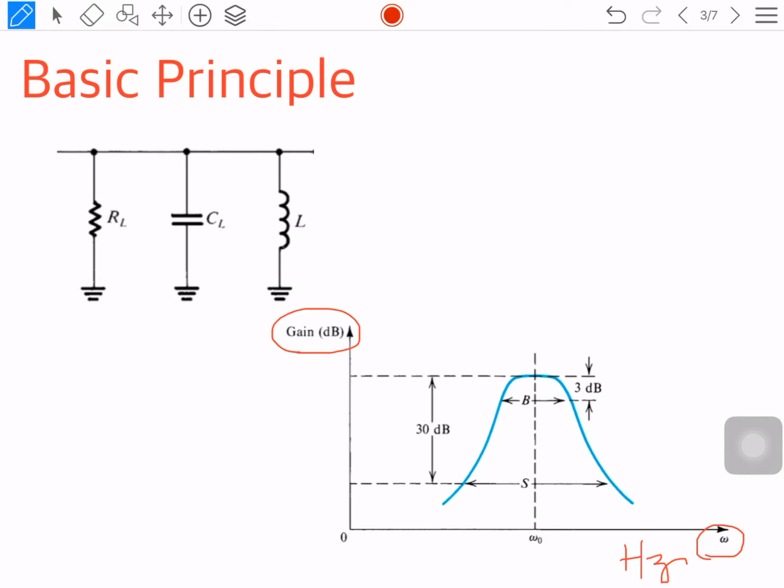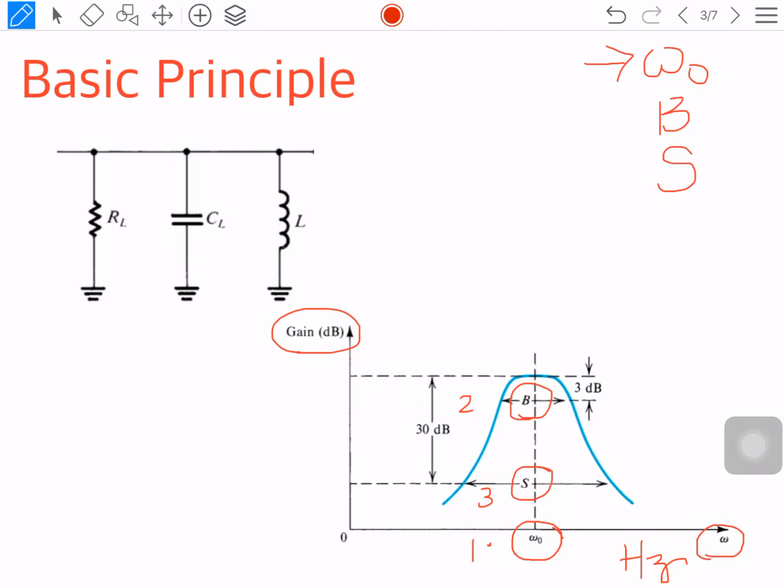It is characterized by three parameters mainly. The first one is center frequency, the second one is bandwidth, and the third one is skirt selectivity. We have three parameters to characterize the frequency response of a tuned amplifier. At one particular frequency only, the gain will be maximum. That point is called the center frequency.